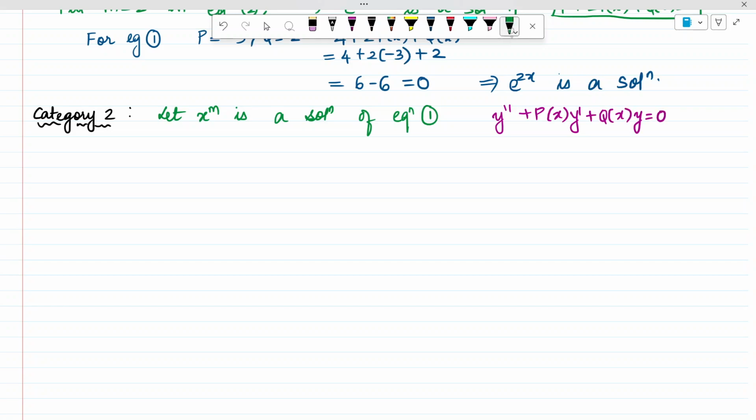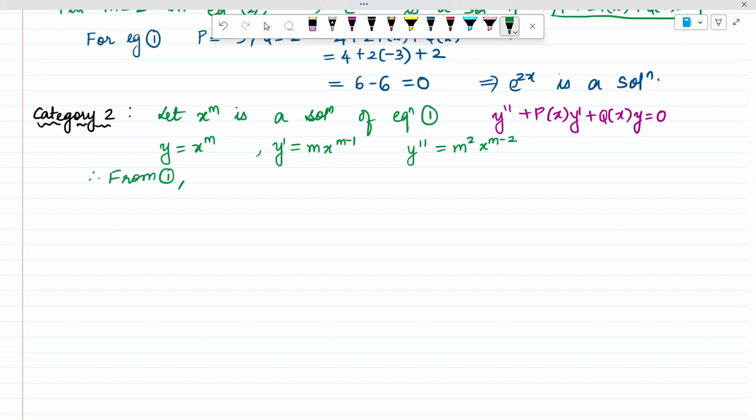Okay, so of course if it is a solution, it will satisfy the equation. So we'll find y dash. We'll start with y is x raised to m. y dash would be m x raised to m minus 1, and y double dash would be m square x raised to m minus 2. Okay, so let's substitute in equation number 1.